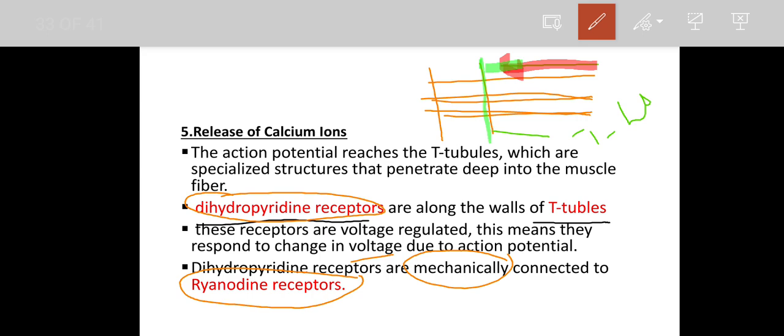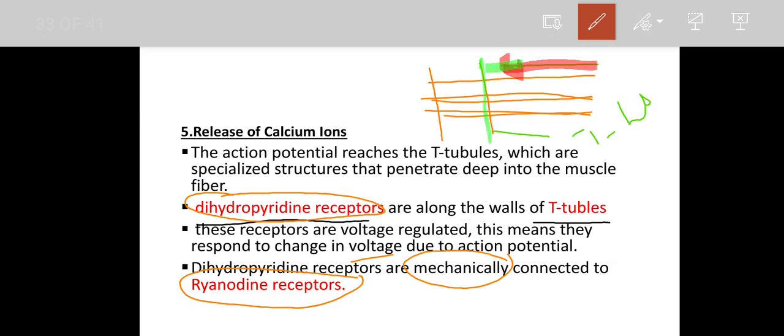It's more like you connect two doors of the house, and to open the first door you have put a wood in between. Immediately you open the first door, you push it, and it is going to push the other door. That's the connection between the dihydropyridine receptors and what we call the ryanodine receptors. I hope we are following.